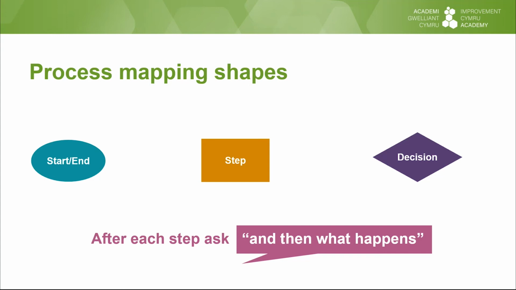The diamond shape is used for questions and decisions. For example, you might ask, does the service user need a referral? And then map the process if yes, and if no.